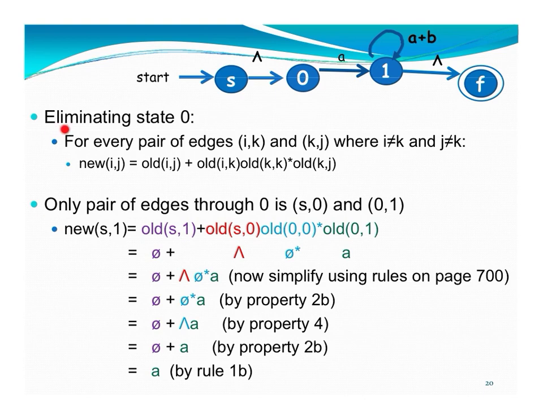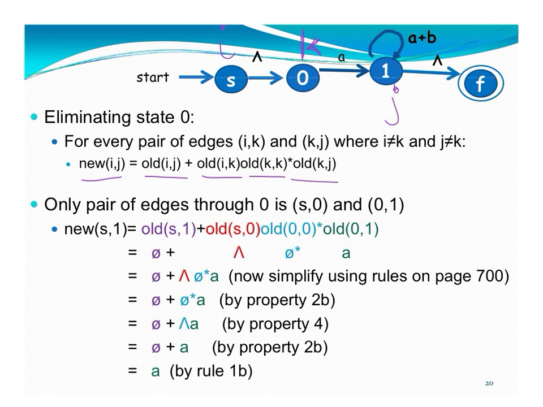So remember, I've decided to eliminate state 0 because I felt like eliminating state 0 first. And here's my rule. It says for every pair of edges, and so on, you can read that for a minute. And we decided that state 0 was going to be my k, and state S is going to be my I, and state 1 is my j. And this says the new I to j is the old I to j plus the old I to k concatenated with the old k to k starred concatenated with the old k to j.